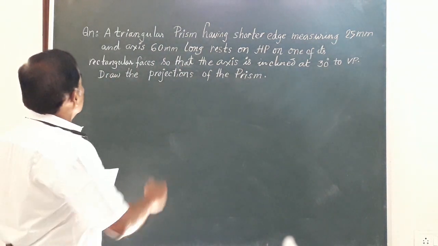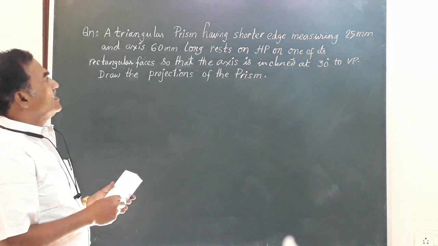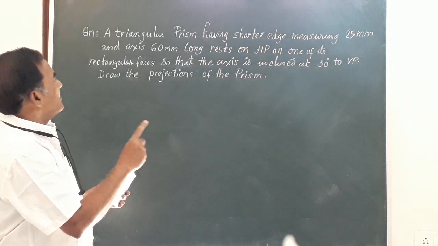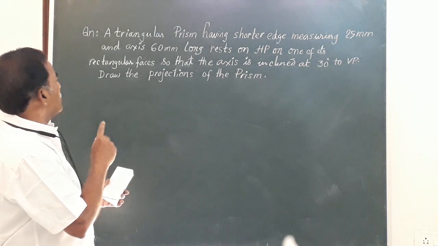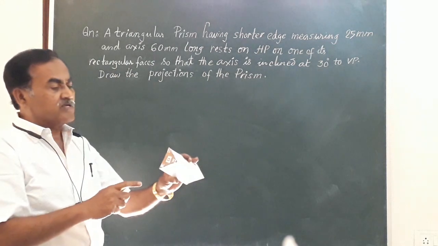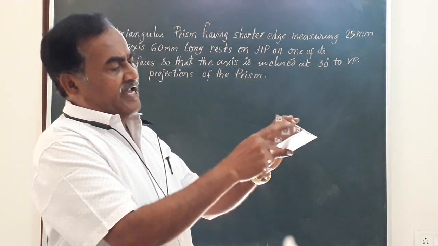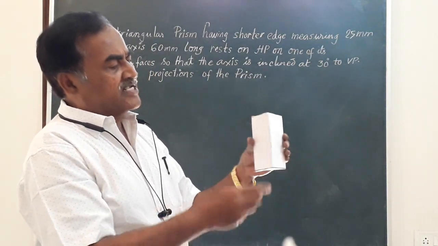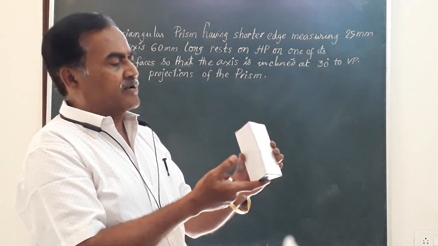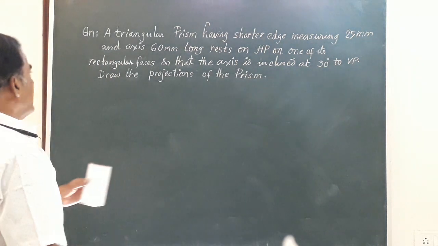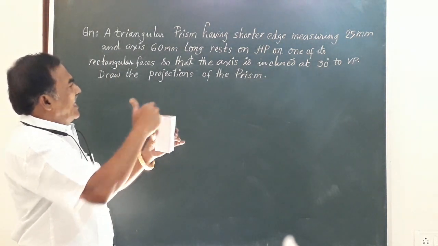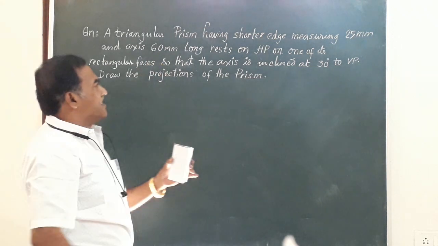It runs like this. A triangular prism having shorter edge measuring 25 mm and axis 60 mm long rests on HP on one of its rectangular faces. So first of all, is it a triangular prism? Yes, this is the triangular prism you have got here. It has got 3 rectangular faces, a triangular top and a triangular bottom connected by these rectangles, and the total height of the solid, or the axis length, is given to be 60 mm.